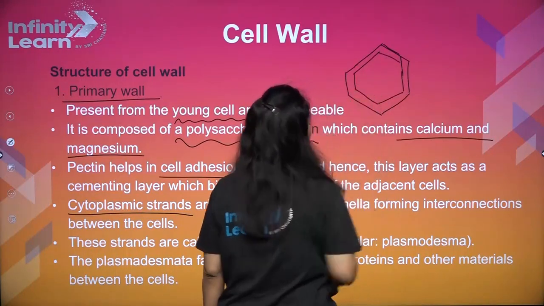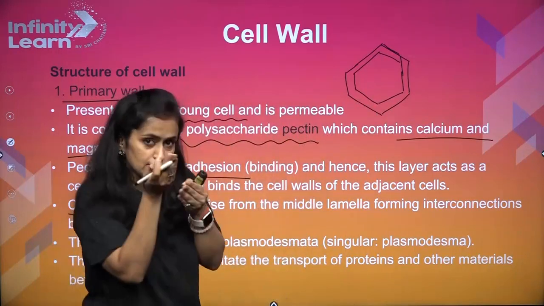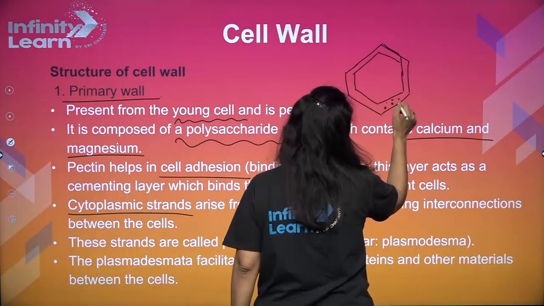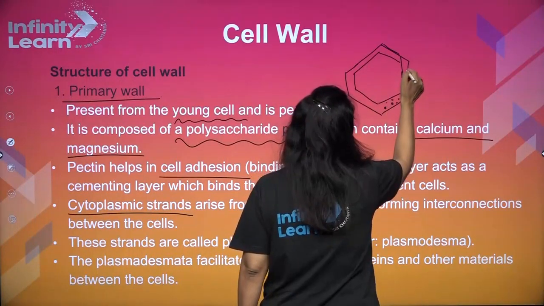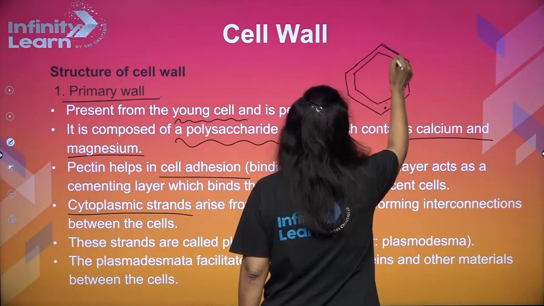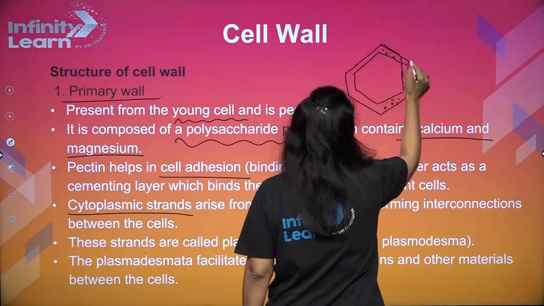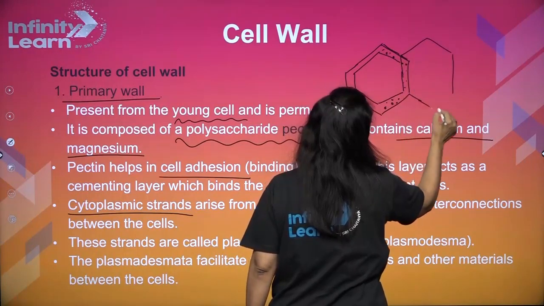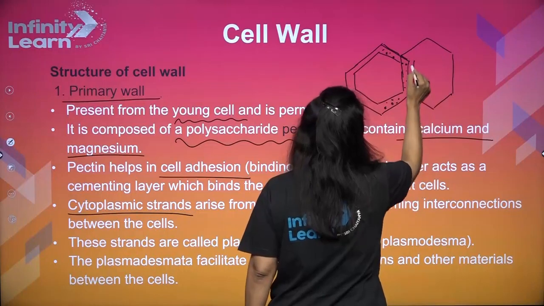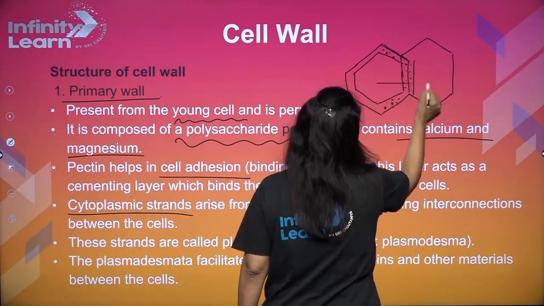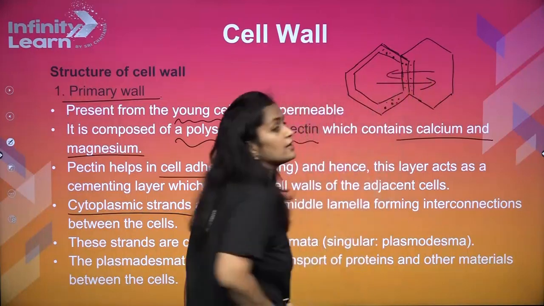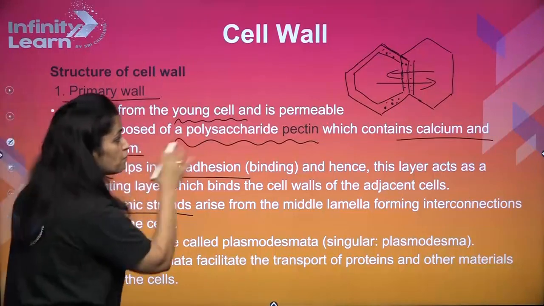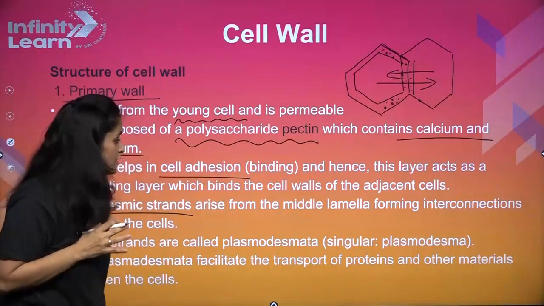If I draw a plant cell wall like this, I've cut the cell only partially. So you will see certain kinds of pores over here. They are like channels, and the adjacent cell wall will also have a similar structure. Because of this, the cytoplasm can be exchanged between these two cells.